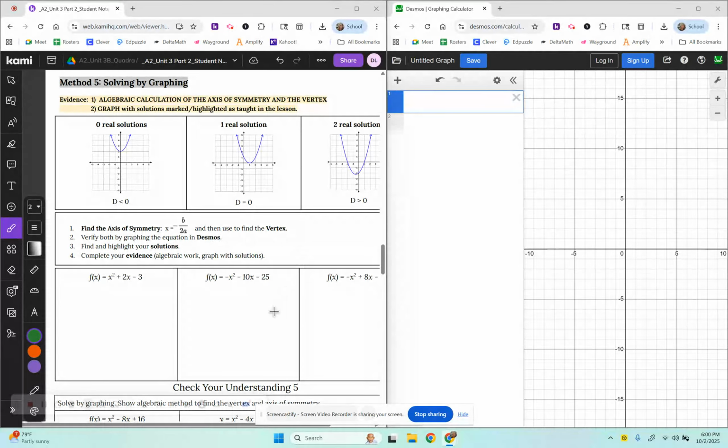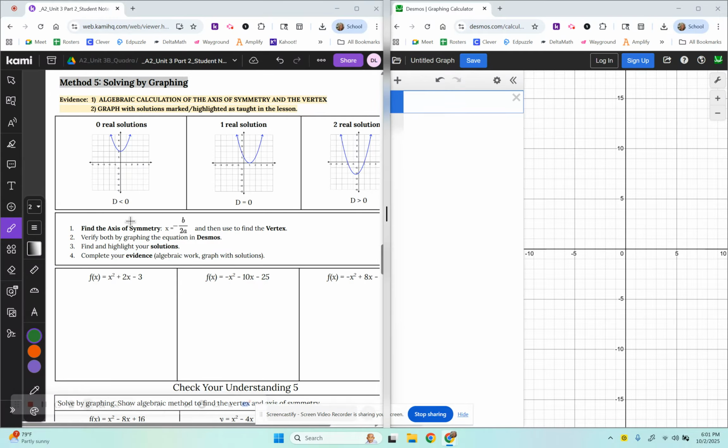Hey guys, all right, this lesson we're going to look at solving by graphing. There is an algebraic component to it, so I want to make sure that we cover that, as well as using Desmos in order to graph. So you can see for this method, I've got my note sheet open on the left and then my Desmos graphing calculator on the right.